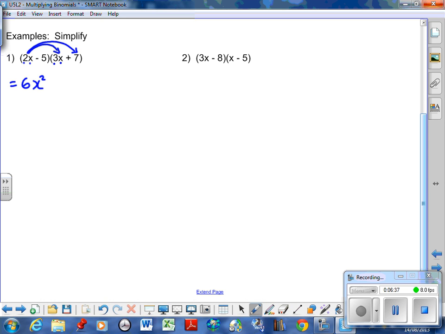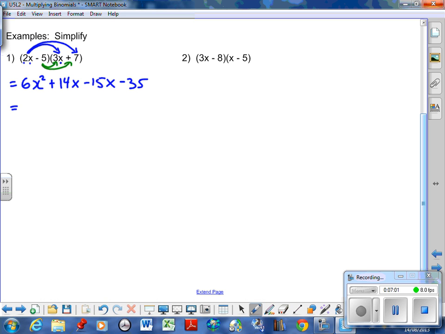Next, for distributive law, you just draw the arrow. Next would be your outside terms for the people using FOIL. 2 times 7 is 14, and the x gets tagged along. Then, inside terms, negative 5 times 3, negative 15x. Watch your sign. And finally, the last term, negative 5 times 7 is negative 35.